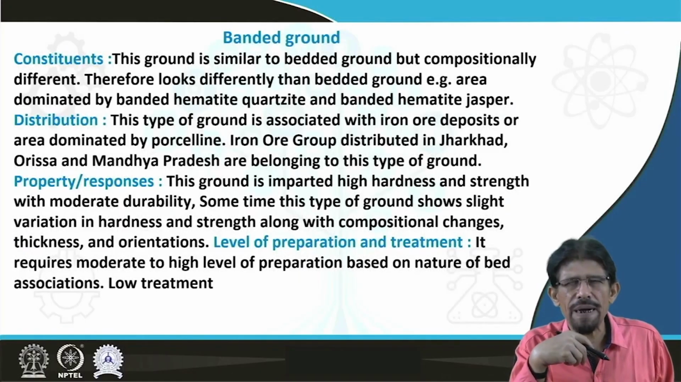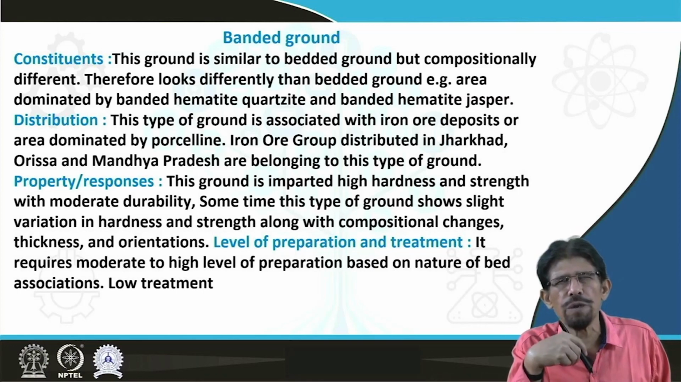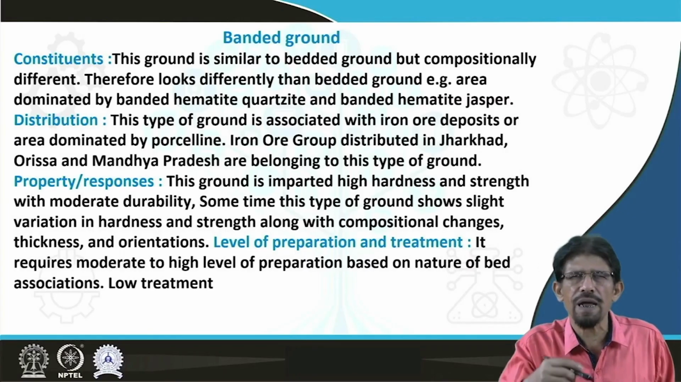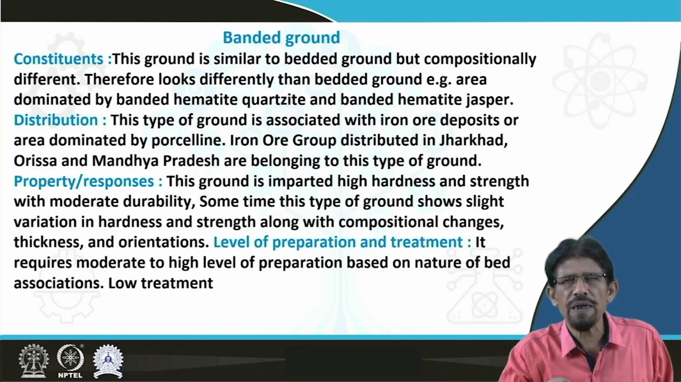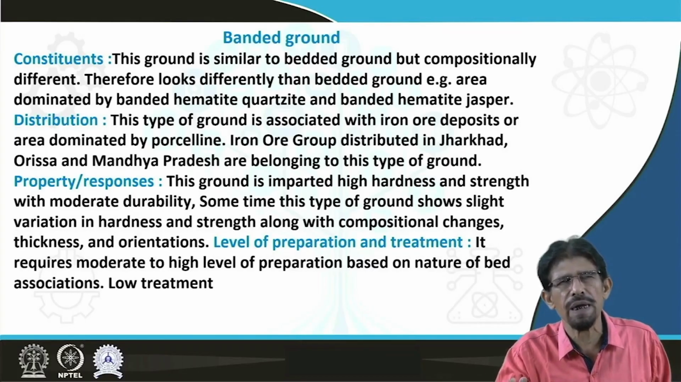Next type is banded ground, which is close to the bedded ground. Only here there is change in compositional attributes. Therefore, color wise each band looks different. We can see good examples such as banded hematite quartzite or banded hematite jasper or in case of porcelainite. And this type of ground is mainly associated with iron ore associated areas or porcelainite associated areas.